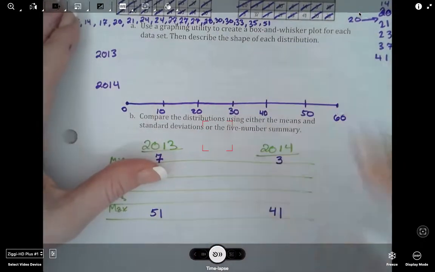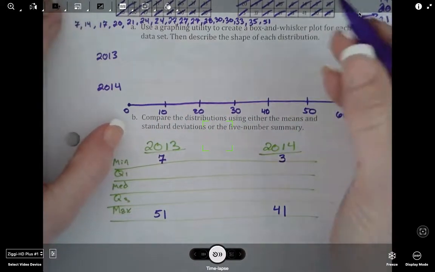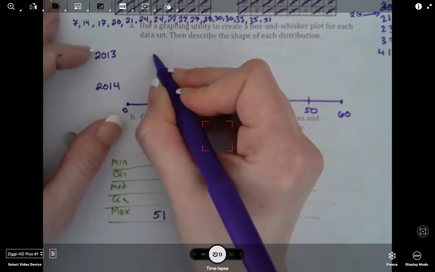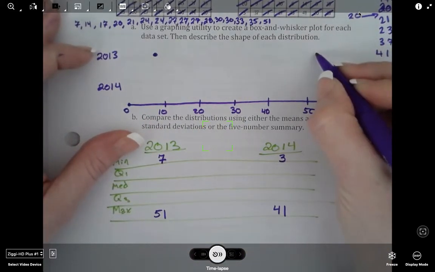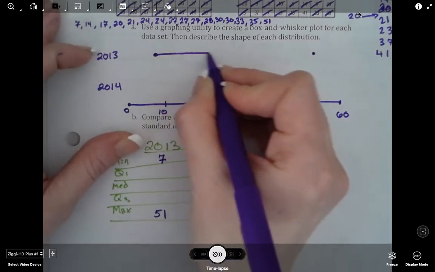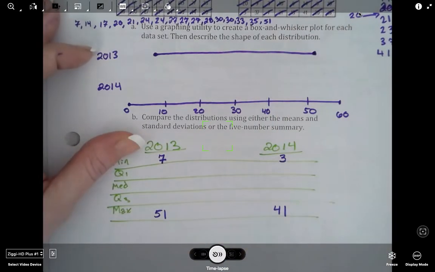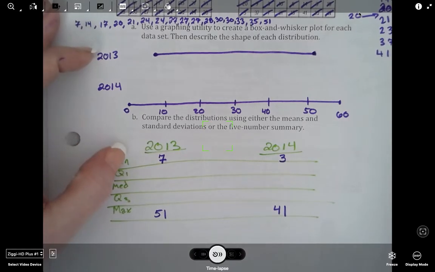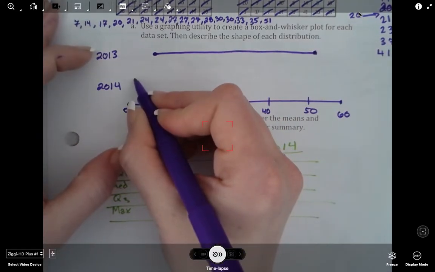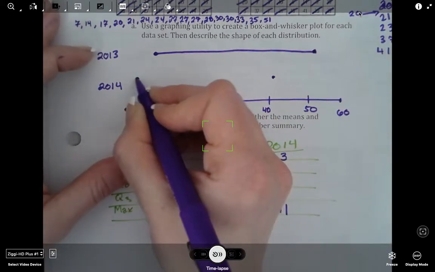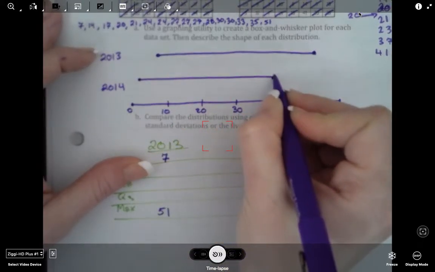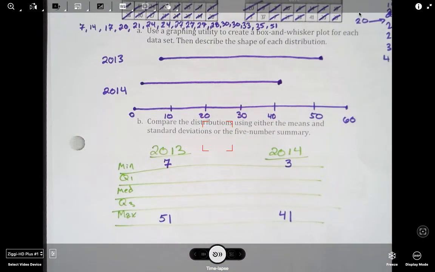So we're going to do 2 boxes right up on top of each other. The first one, 2013, goes from 7, which is about right here, to 51, which is about right there. And I'm going to connect the dots. Okay? And then the other one, 2014, is going to go from 3, which is over here, to 41, which is here. Just like that. Okay, so now I've got my lines. Now I need to figure out where my other stuff is.